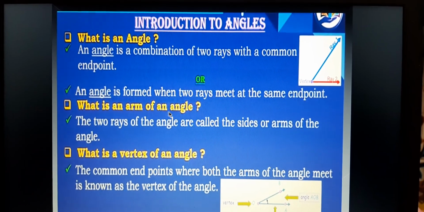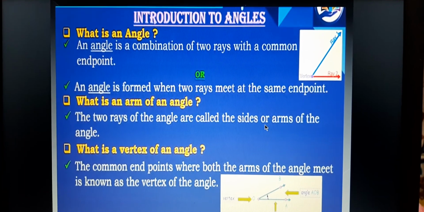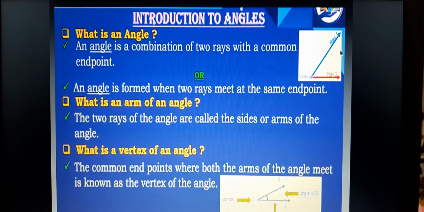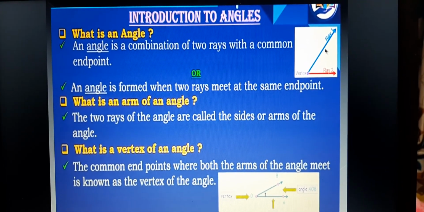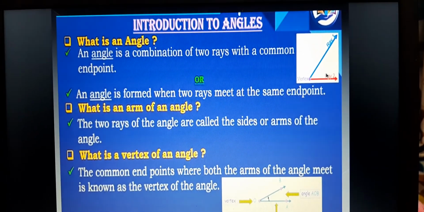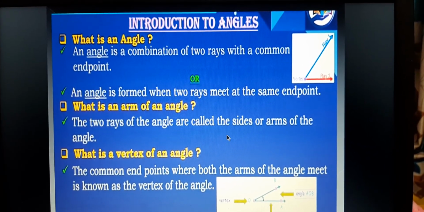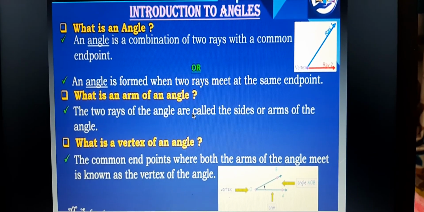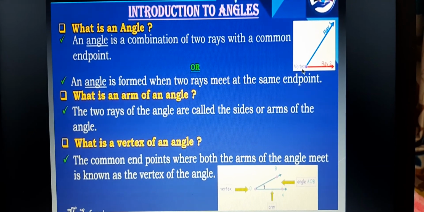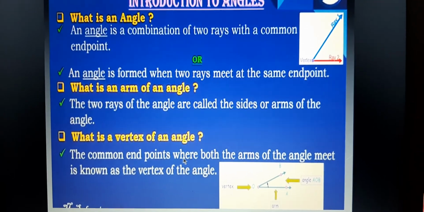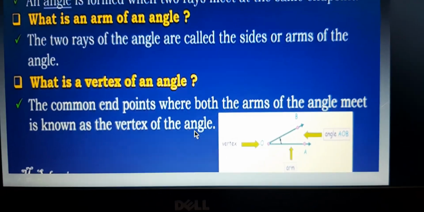What is an arm of an angle? Here the two rays of the angle are called the sides or arms of an angle. When you draw a single ray, that is called a ray. But when you join these two, those will be called the arms. The blue ray and red ray are called arms when forming the angle here. What is the vertex of an angle? Means the joining point. The common end point where both the arms of the angle meet is known as the vertex of the angle.